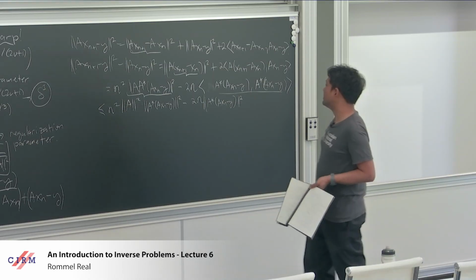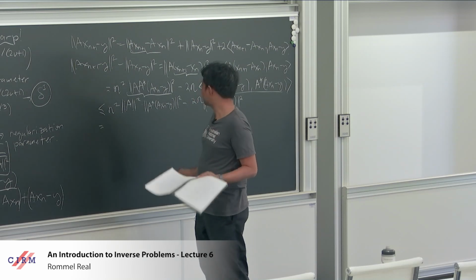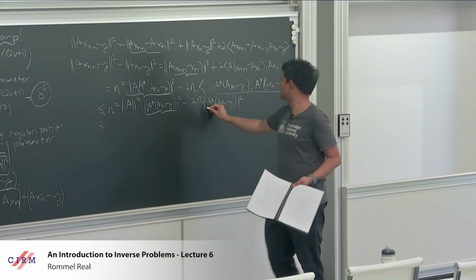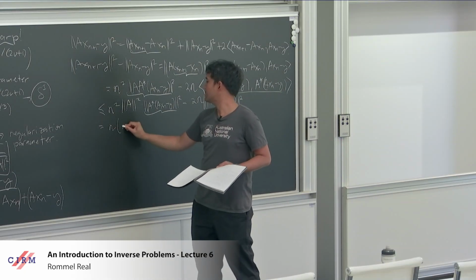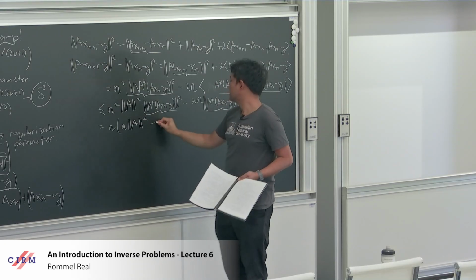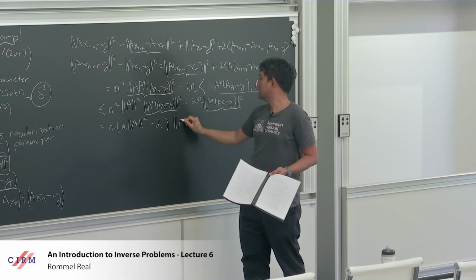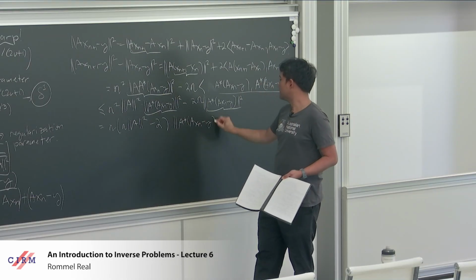Okay, and then we can rewrite this one in this manner, so we can factor. Notice they have a common factor there, so we can put it out. So we're left with eta times (eta norm of A squared minus 2) times the norm of A star times Axn minus that one.